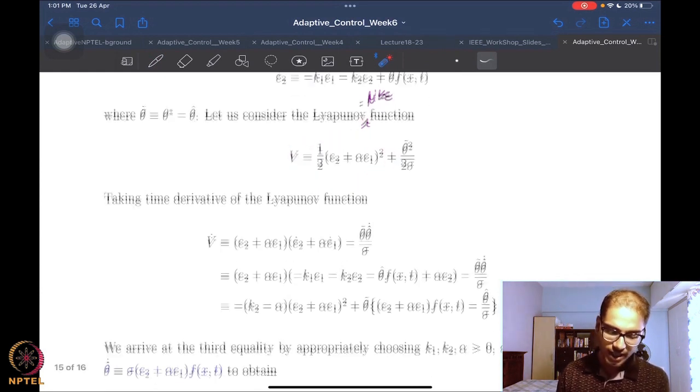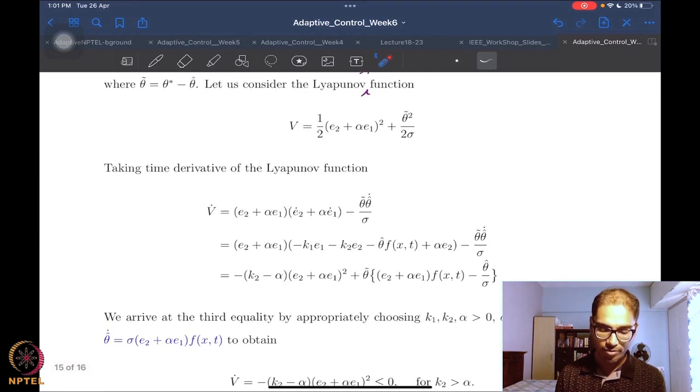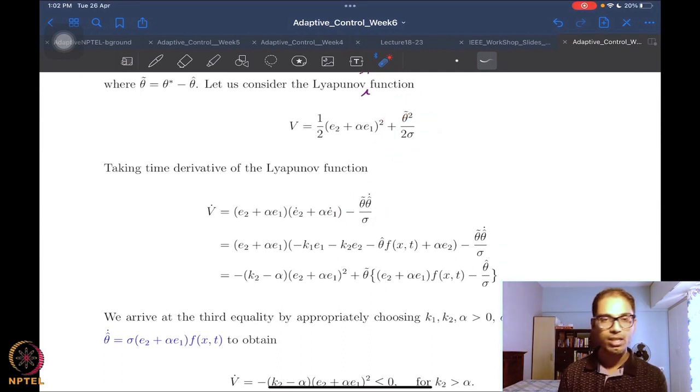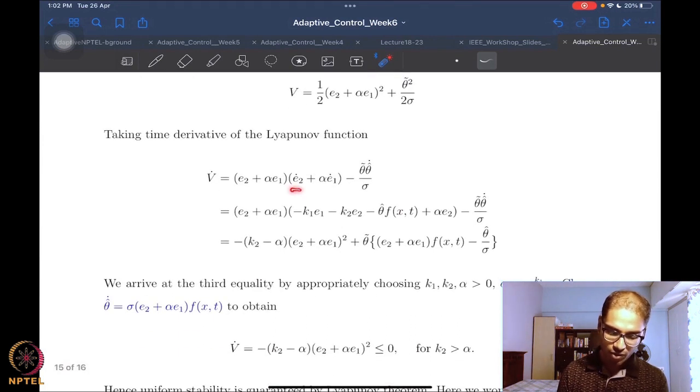And now we again take the time derivative, just like before. So I get e2 plus alpha e1, times e2 dot plus alpha e1 dot, and this quantity just remains as it is all through, because we are yet to choose the theta hat dot. We choose the theta hat dot every time by taking the Lyapunov candidate or Lyapunov-like function, and from the derivative we try to choose the theta hat dot so that V dot is at least negative semi-definite. That's really the idea. So again, we substitute for e2 dot and e1 dot.